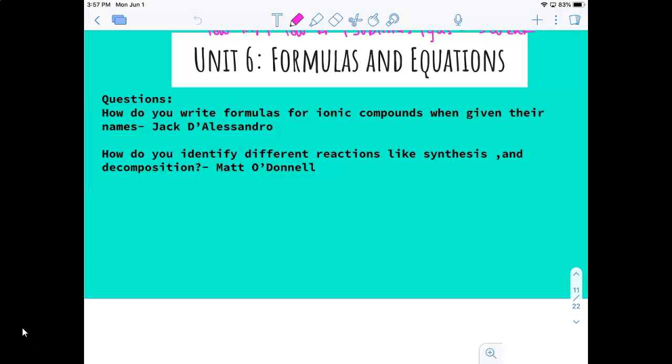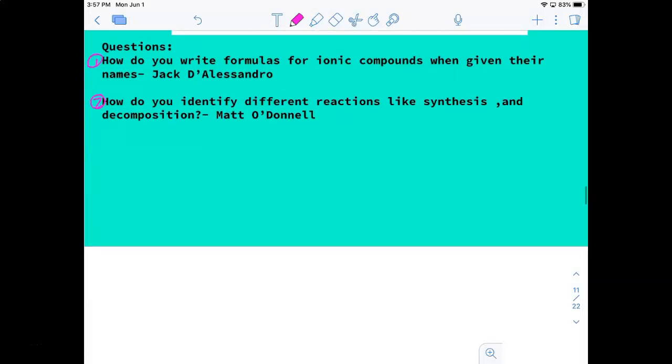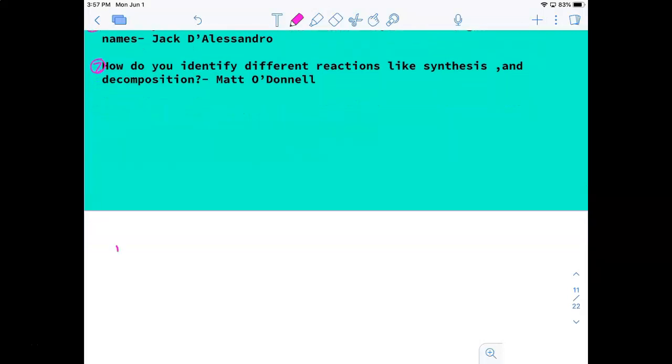Okay, so we have two questions for formulas and equations. I'm going to number them 1 and 2. Okay, so how do you write formulas for ionic compounds when given their names? So I'm just going to give you guys some examples.